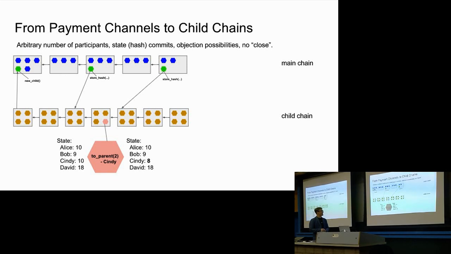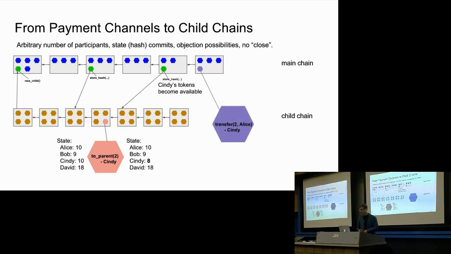So Cindy had 10 tokens here, and they disappear with this to-parent transaction. So they are completely gone. Okay, let's continue here. What happens in the main chain? And then I'll finish answering the question. We have this store hash function here, which means that the main chain can look into the history of the child chain and see this to-parent transaction. So Cindy's tokens become available at this point, and this allows Cindy to actually spend these tokens.